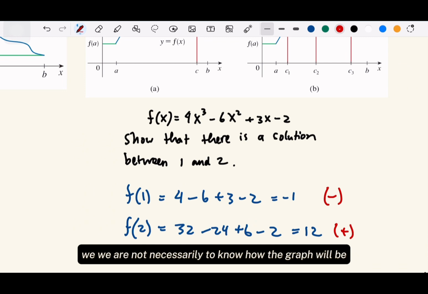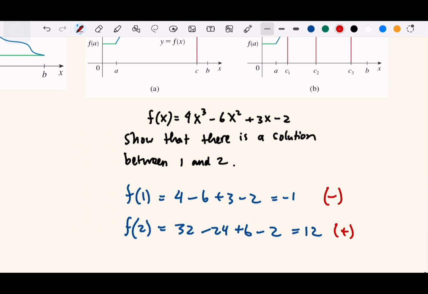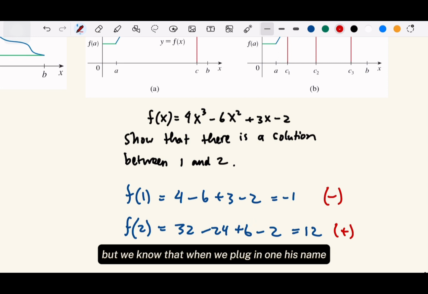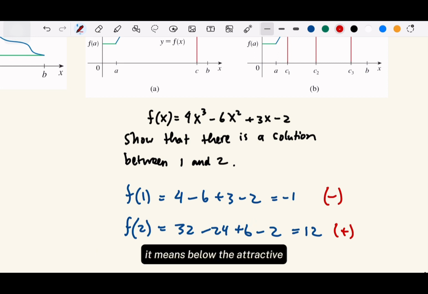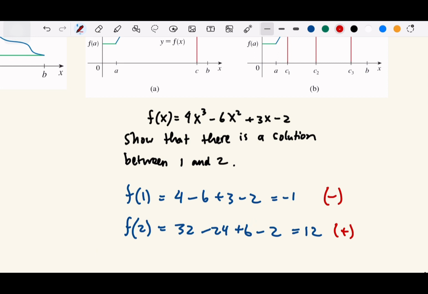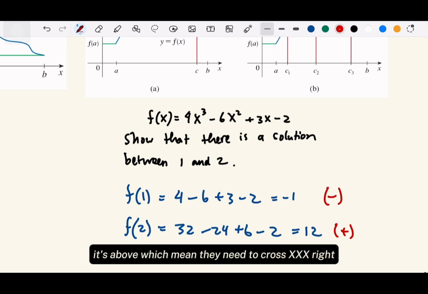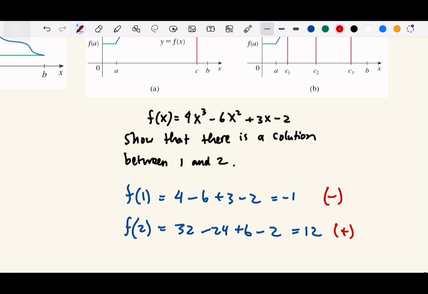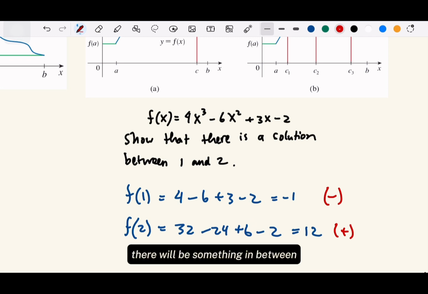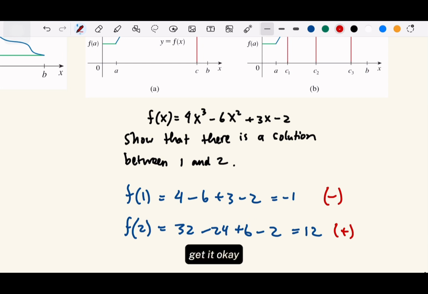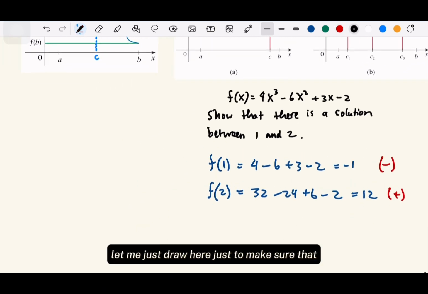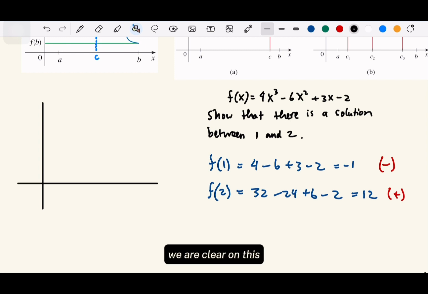We don't necessarily need to know how the graph will be, but we know that when we plug in 1, it is negative, which means below the x-axis. We plug in 2, it's above, which means they need to cross the x-axis, right? So there will be something in between. So it's proof that by the intermediate value theorem, there exists some number in between. Okay, get it? Let me just draw here, just to make sure that we are clear on this.